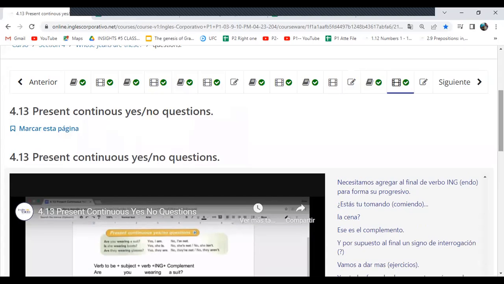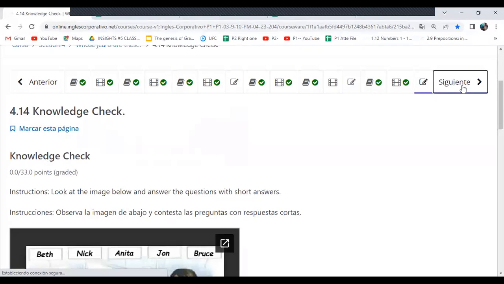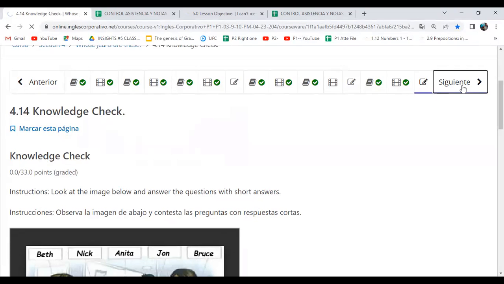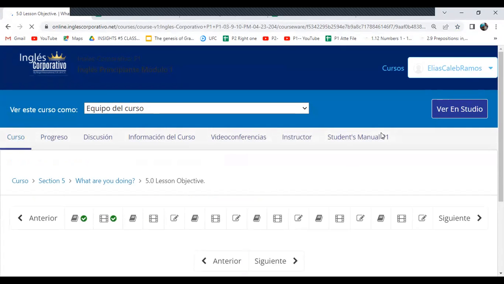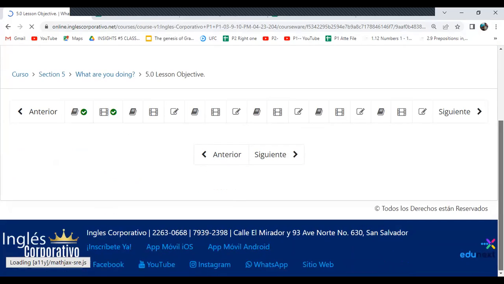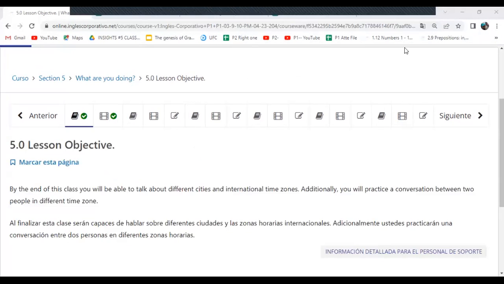All right, let's continue with present continuous. My internet is very slow. One second, please. Bear with me. Okay, that's objective number 5. Still loading. Voy a desactivar acá my camera. Maybe that's the problem too. Okay.